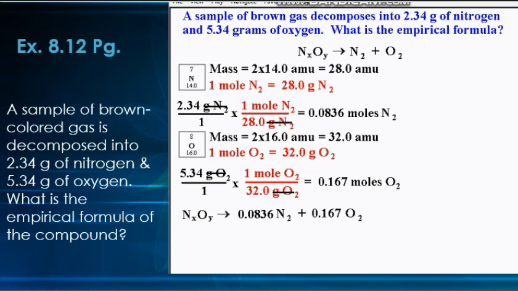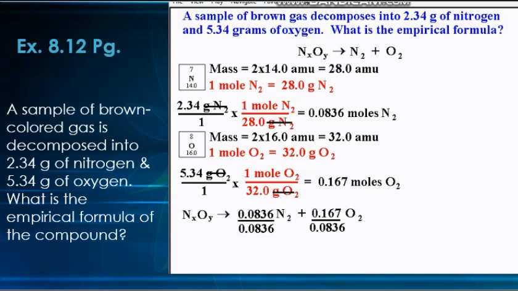Now what we need to do is turn these numbers into integers. How can I do that? Well, there's a trick that mathematicians employ every now and again. If they need to turn a group of numbers into integers, they divide by the smallest of them, and they see what happens. So let's take these two numbers, 0.0836 and 0.167, and divide by the smallest of them, 0.0836.